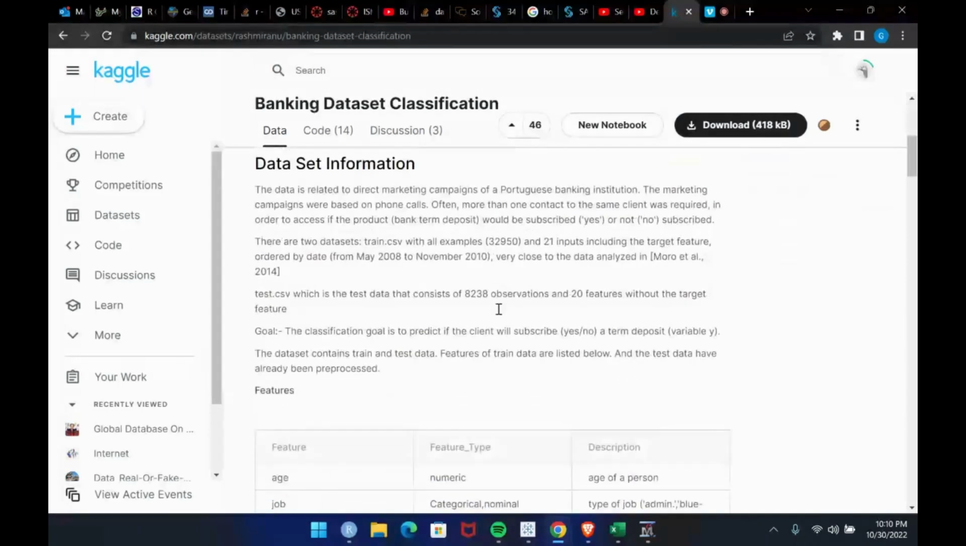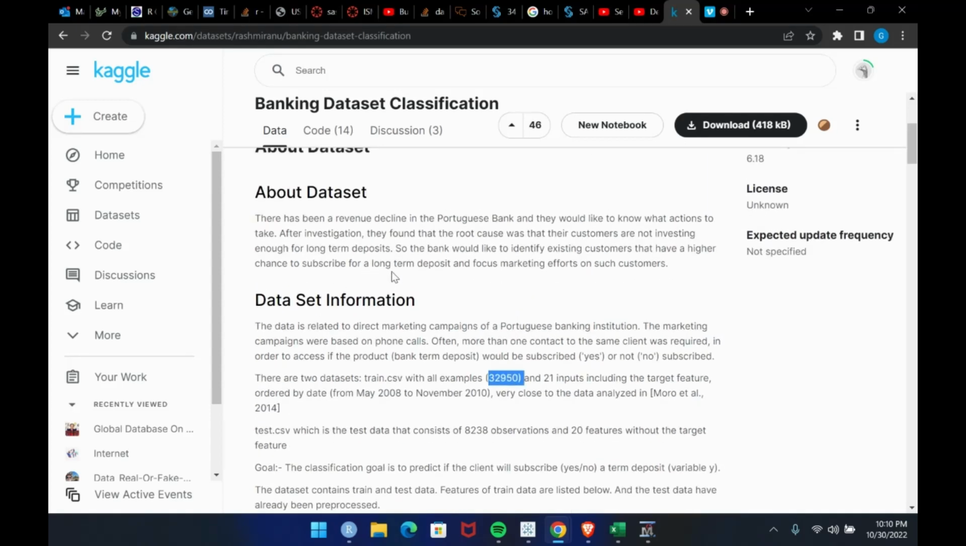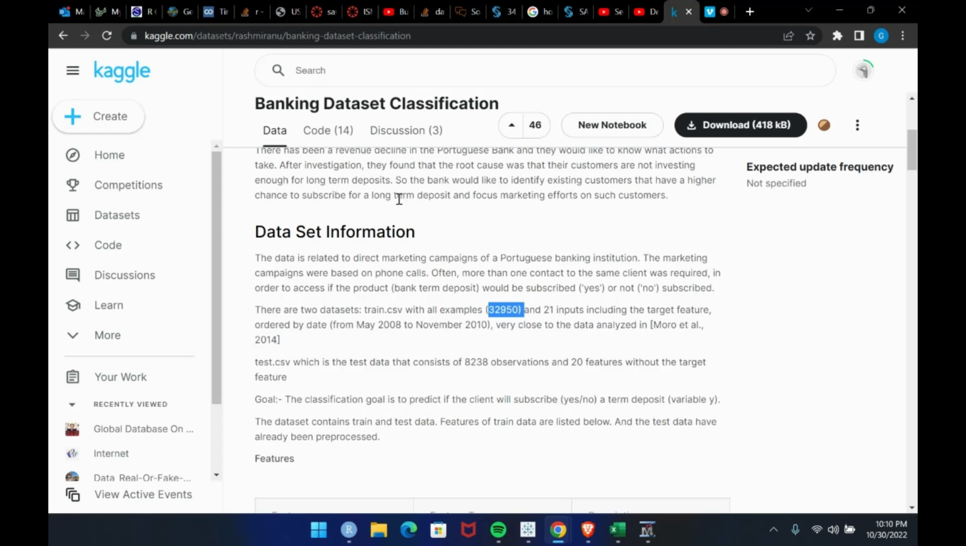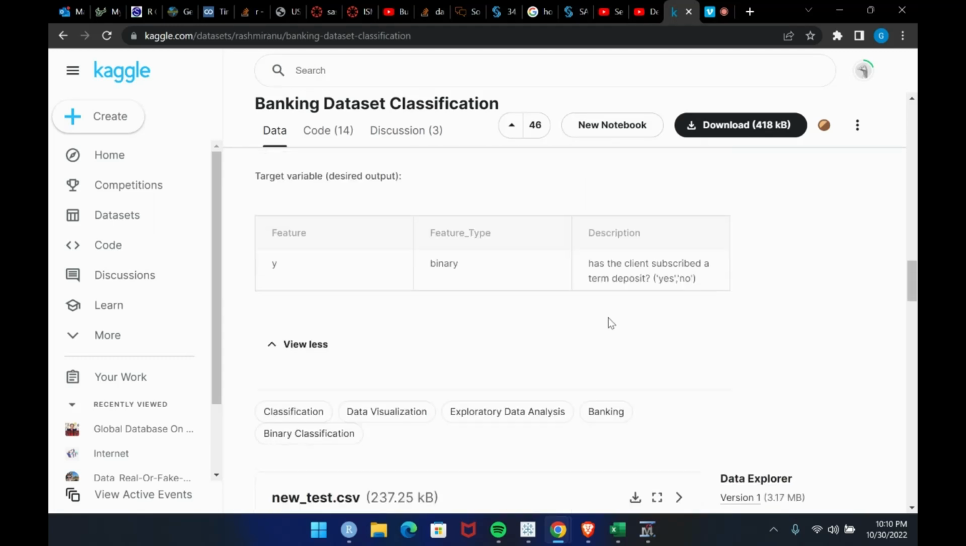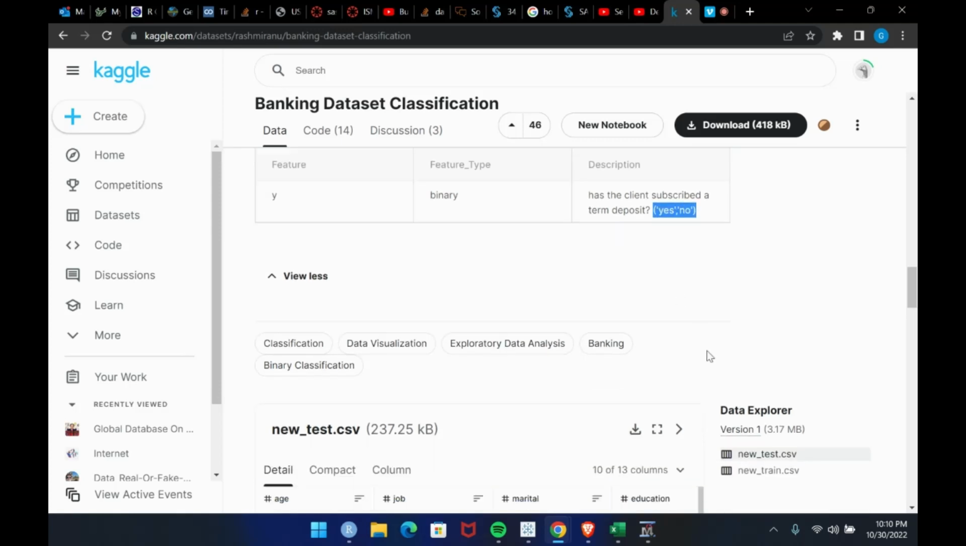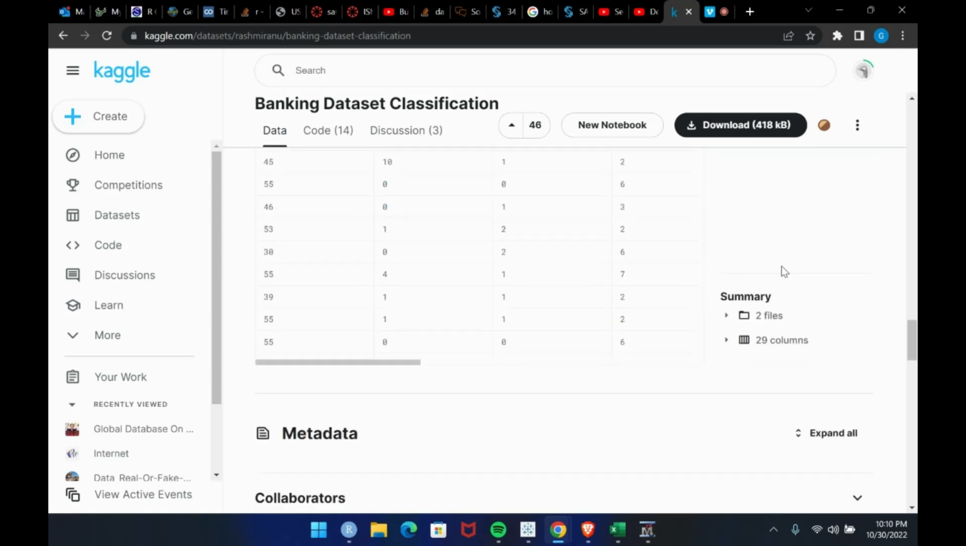So we have 32,000 records, out of which we have 29,000 customers that have not subscribed to a long-term deposit, and 1,200 of them that have subscribed to a long-term deposit. So this is a class imbalance problem, and we need to keep that in mind when we're building a model. So we have 13 columns, 32,000 rows.